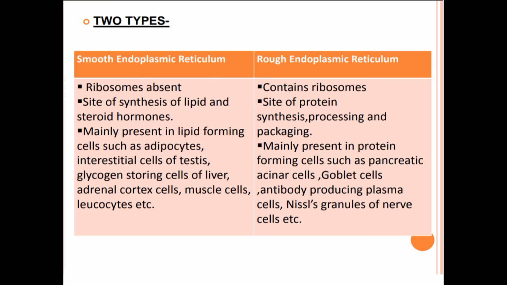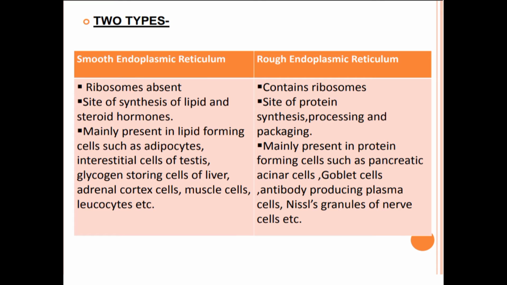But rough endoplasmic reticulum is mainly present in protein forming cells such as pancreatic acinar cells, goblet cells, antibody producing plasma cells, Nissl granules of nerve cells, etc. It means rough ER is present wherever protein forming cells are present.